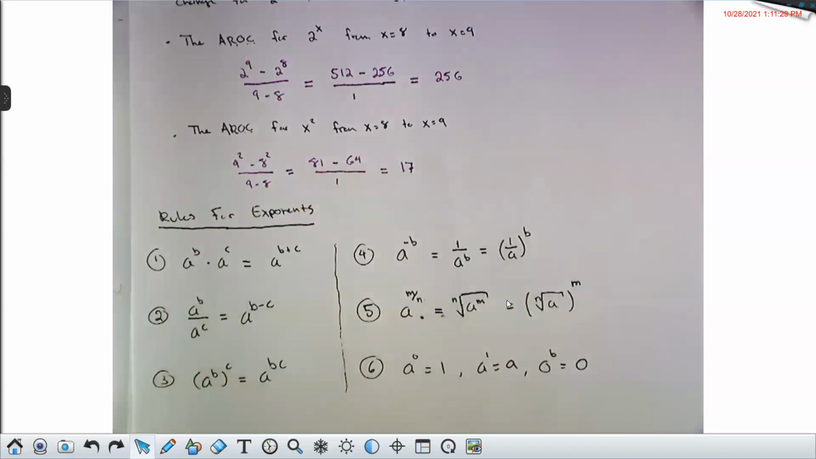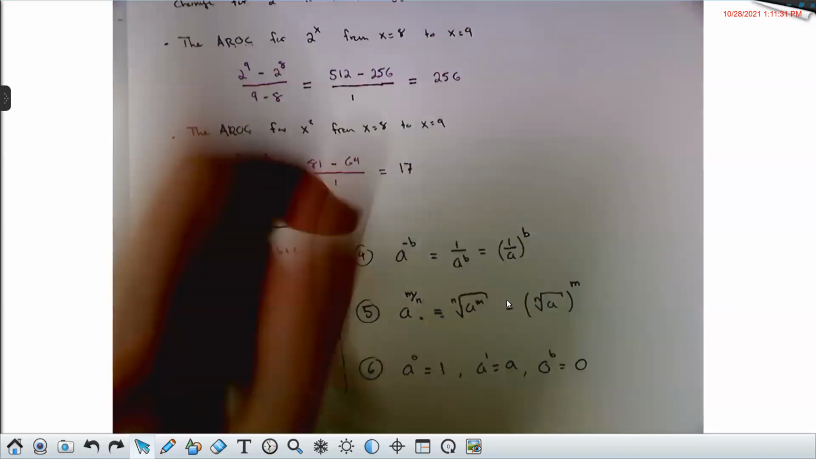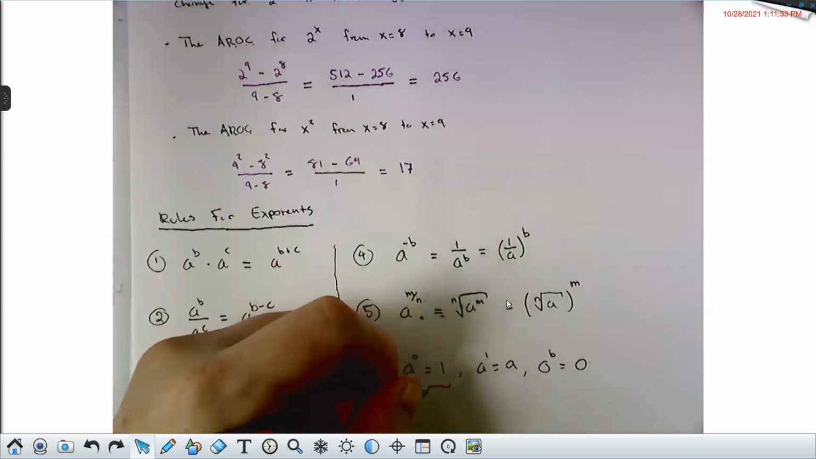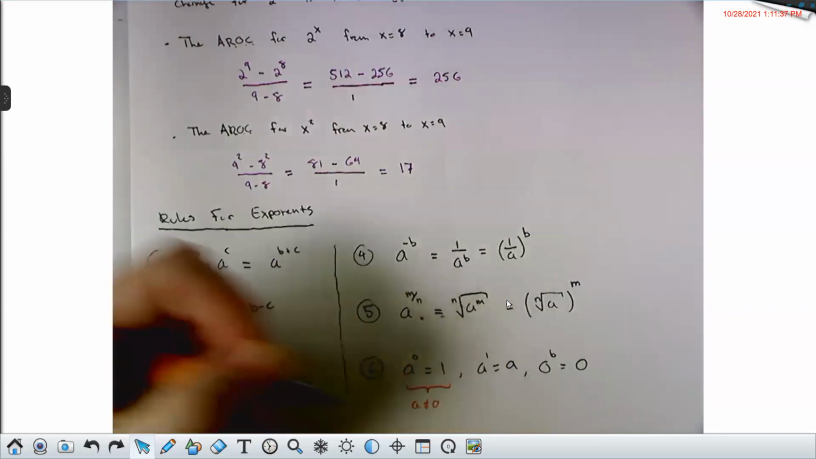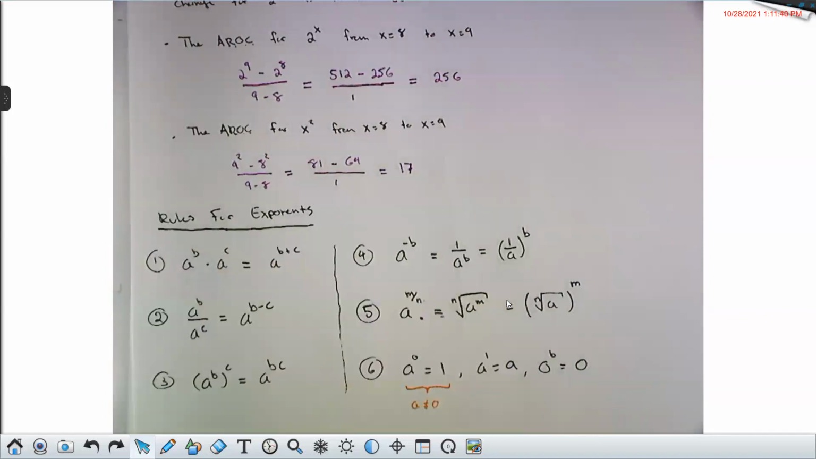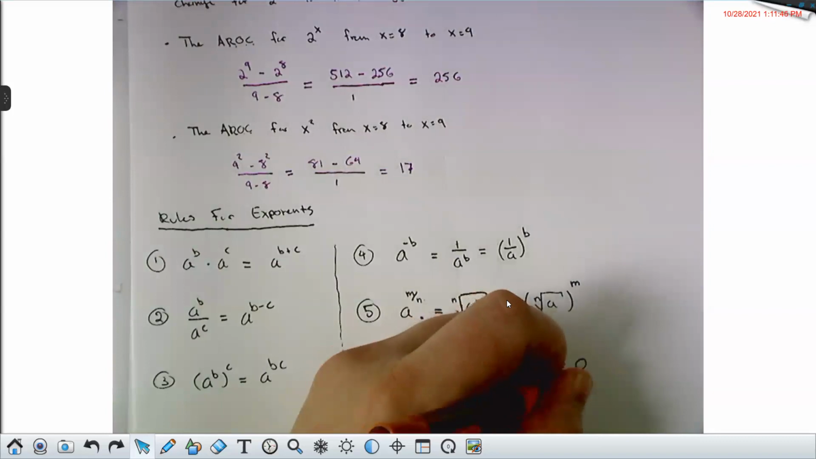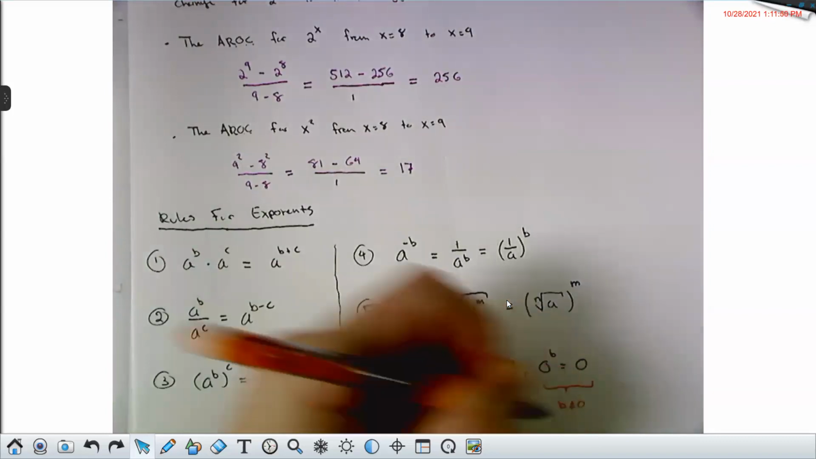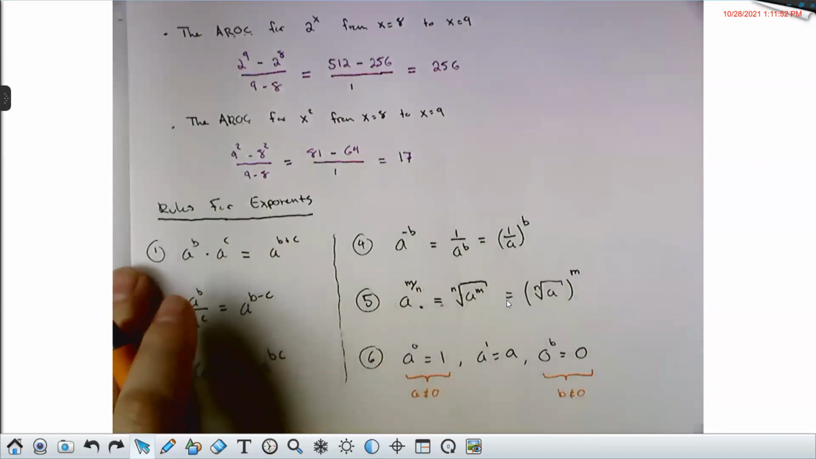The only exceptions here: a is not allowed to be 0. 0 to the 0, it turns out, is undefined in the same sort of way that 0 over 0 is. And for precisely that same reason here, I'm assuming that the power b is not 0. 0 to the 0 is undefined.